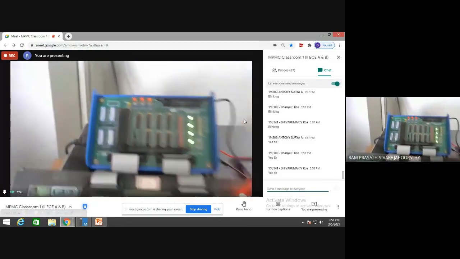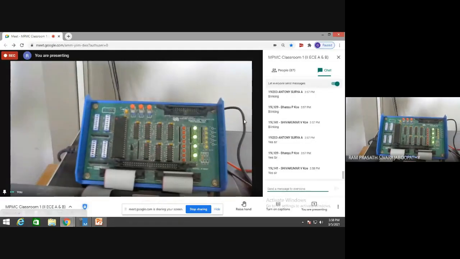What is happening here in the board? Yes, 55AA, so that you can see some series of lights are going.